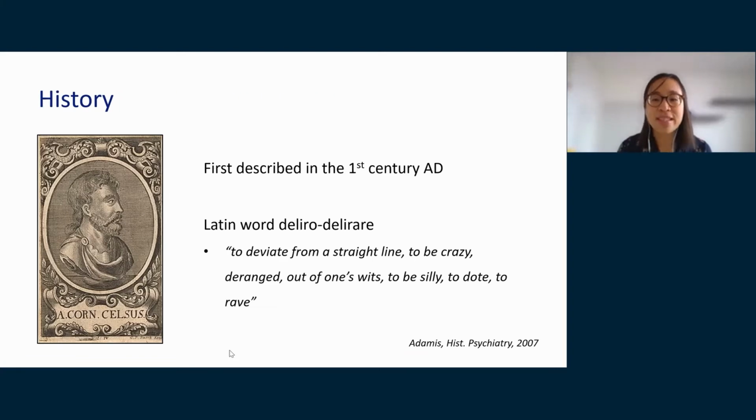I thought it would be quite interesting to look back in history as to where the concept of delirium originated from. In the 1st century AD, this man here, Celsus, first described delirium. Delirium was derived from a Latin word that means to deviate from a straight line, to be deranged. And despite medical advancement in many fields, the understanding of the pathophysiology and the treatment for delirium remains very limited.